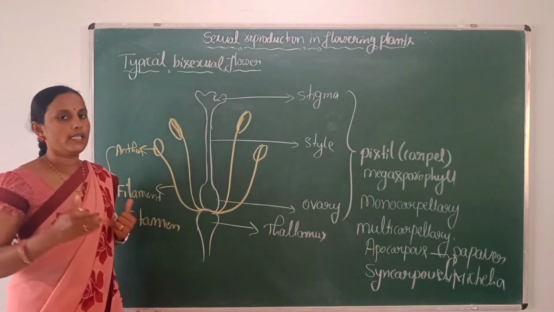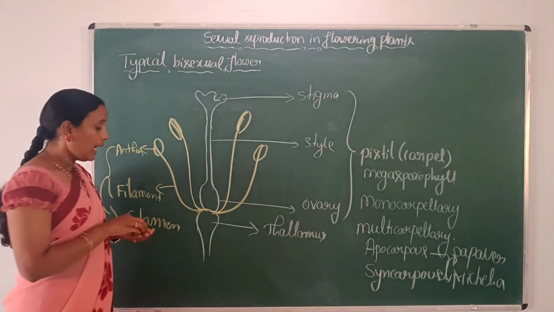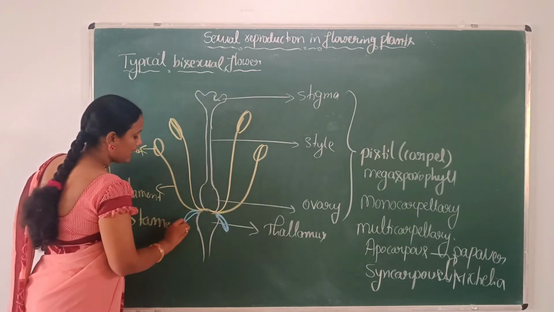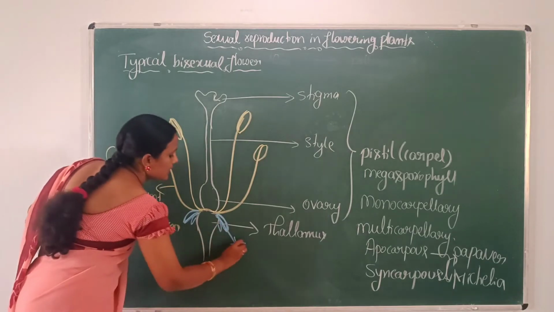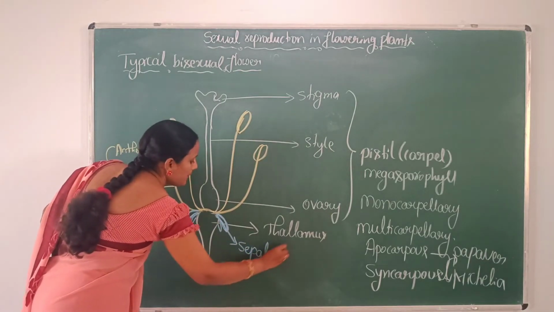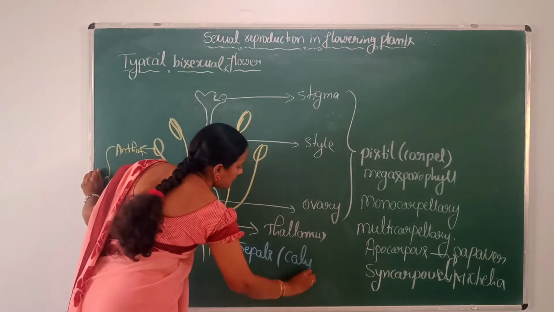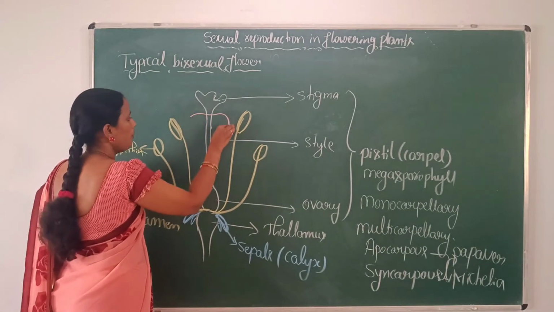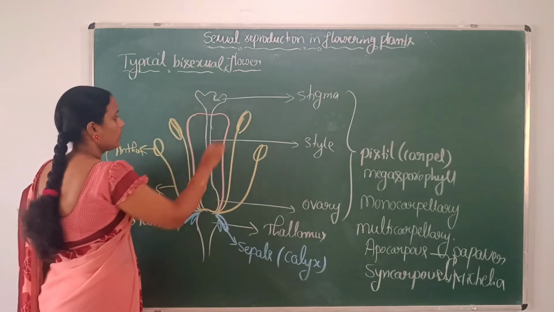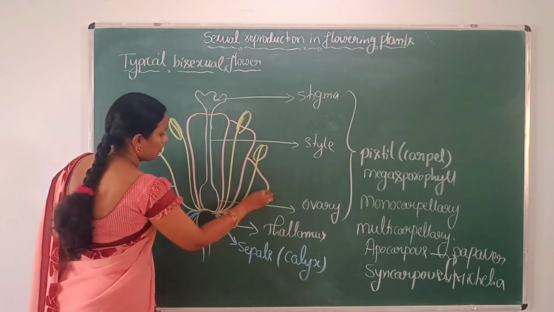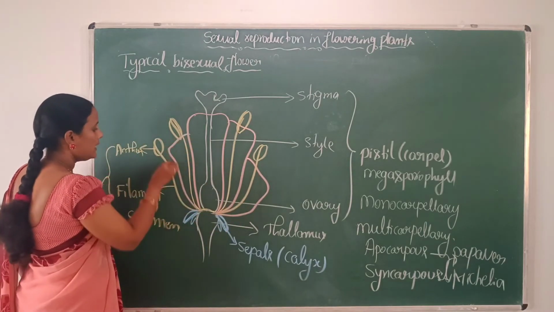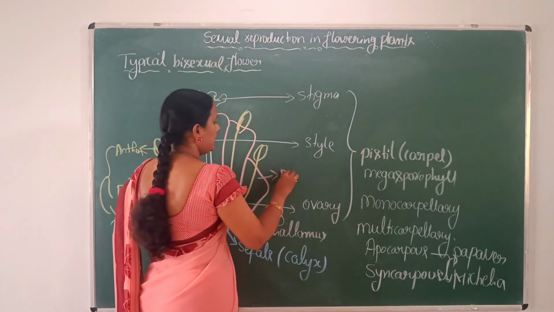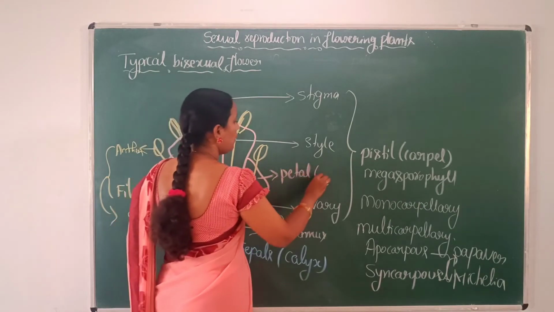Next, coming to the non-essential whorls, that is calyx and corolla. At the base, there are green colored leaf-like structures, and they are called sepals. All the sepals together are called calyx. And the very colorful part of a flower is the petals, and all the petals in a flower constitute the corolla. So this is a petal, and all the petals together we call corolla.